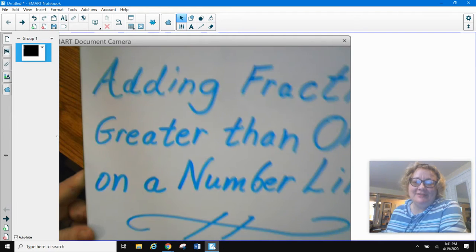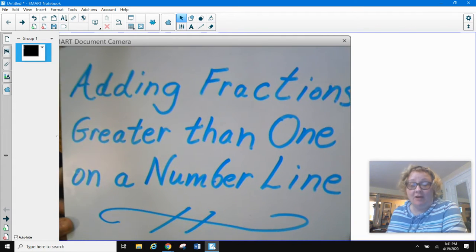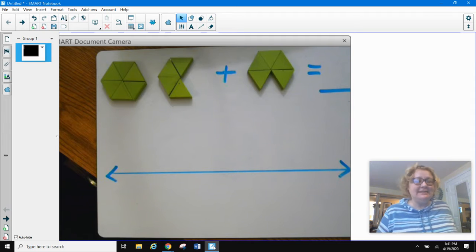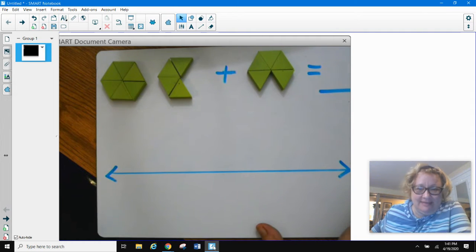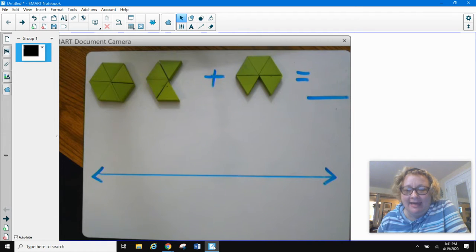Today we're going to tackle the topic adding fractions greater than 1 on a number line. Okay? So the first place that I'd like you to start with me is here. Anytime you're looking at the beginning of a math problem, before you decide how you want to answer it, I just want you to look at the problem and look at what it's asking you, and then you are going to call up all of the things you know about fractions to solve it.